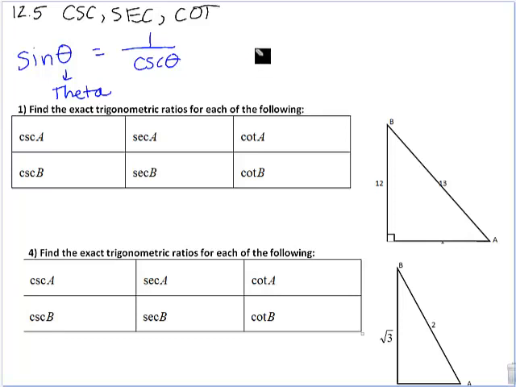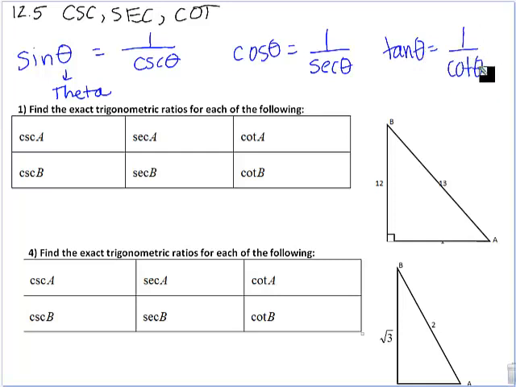Cosine of theta, so cosine of an angle is equal to 1 over secant of theta. And then tangent of theta is 1 over cotangent. Okay. So CSC is cosecant. SEC is secant. And COT stands for cotangent.